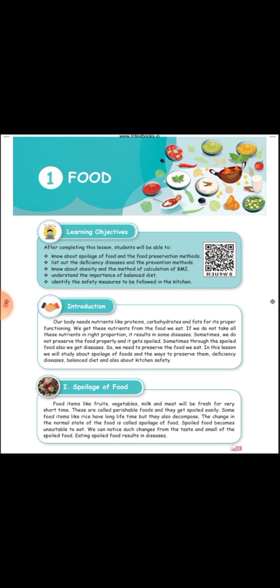Is there any change in the color? Is there any change in the odor? Is there any change in the taste? From those changes we can know that the food is spoiled. So if we consume this spoiled food, it results in diseases.